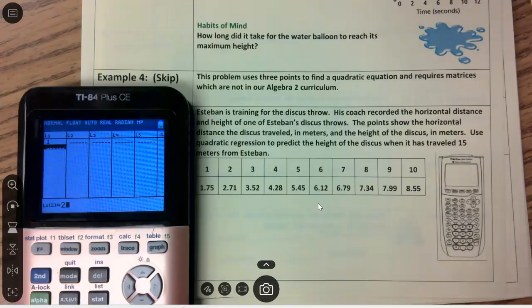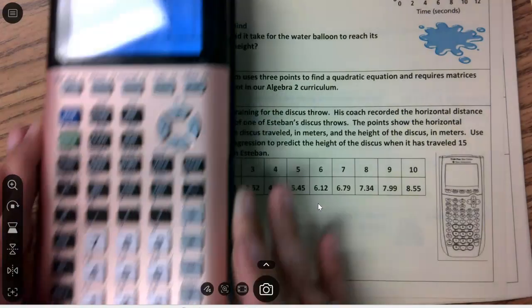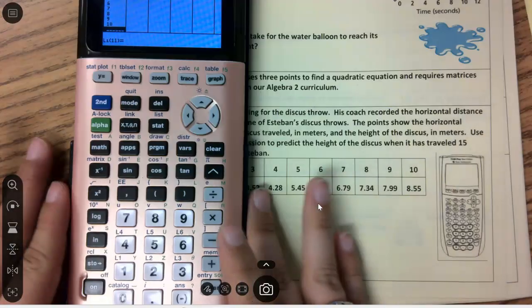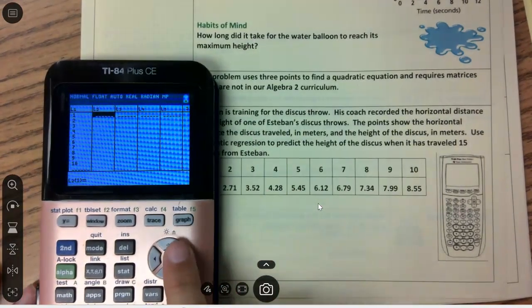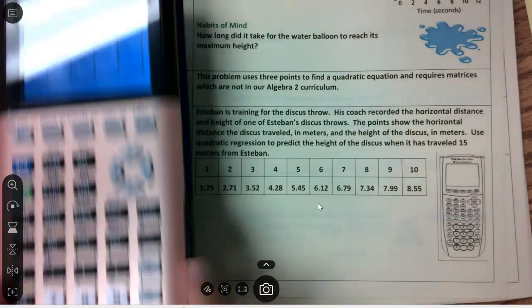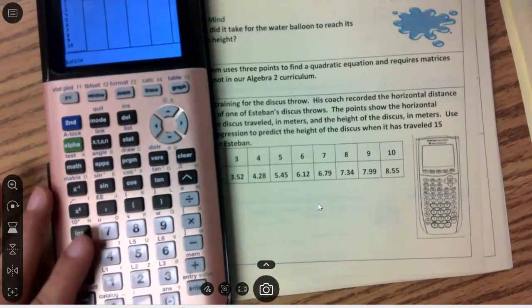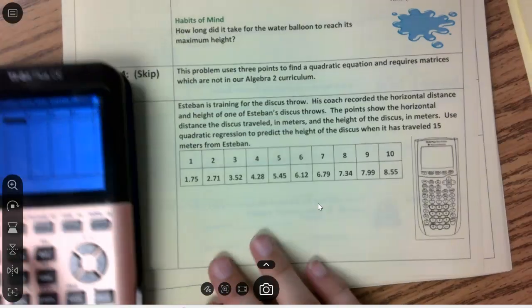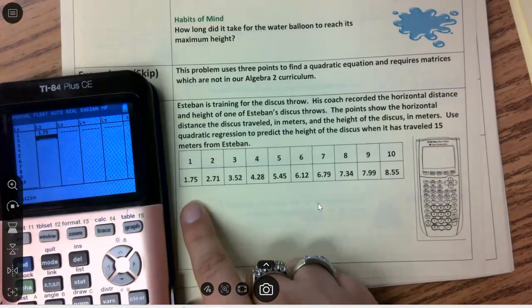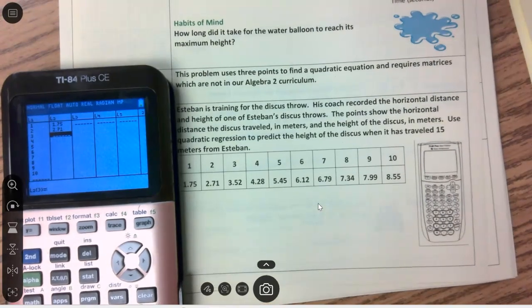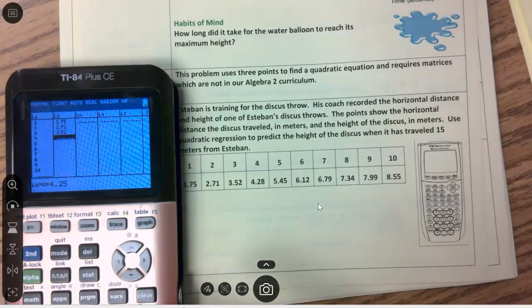I'm going to start by entering all my X values, just like this. So 7, 8, 9, 10. After every number, I just hit enter. Then I'm going to go over to list 2, and I'm going to type in my Y values exactly the same way. I'm trying to show the whole calculator. We'll have 1.75 as our first Y value, and I just press enter. 2.71, enter. And then we'll have 3.52. This is a little bit of a tedious process.